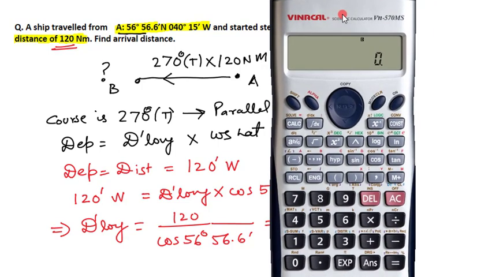Now let's use this calculator. This is 120 divided by cos of 56 degree and 56.6 minute. Well, the answer is 219.99, or simply we can write 220. We can round off to 220.